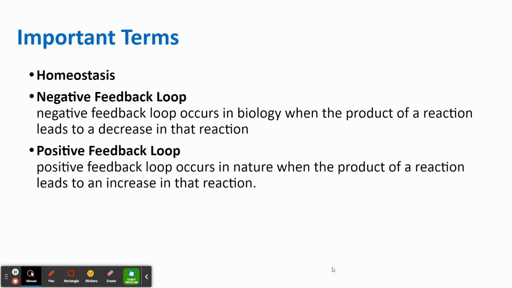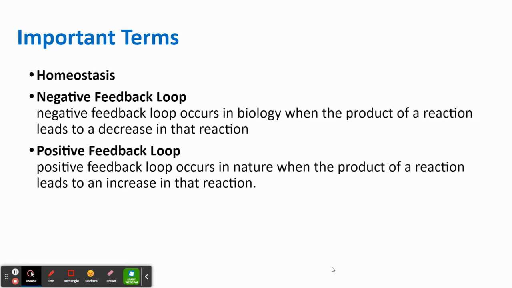A negative feedback loop, again, as I say up here, occurs in biology when the product of the reaction leads to a decrease in that reaction. Use your home furnace as an analogy. At home, we're going to set our furnace, let's say, to 75 degrees, and when the temperature drops below 75 degrees, then the furnace turns on. The product is heat, and when that heat brings the temperature back up to 75 degrees, it turns the furnace off. That would be negative feedback.